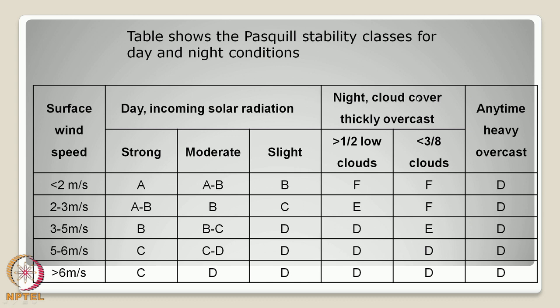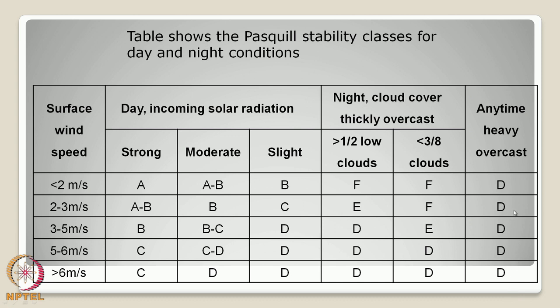You can also apply this for any time heavy overcast, and when you talk about the daytime one can say strong, moderate and slight radiation. Talk about night cloud cover, one can always say is it more than 50% of the clouds or lesser than 3/8 of the clouds present. Once you have these surface indications which can be physically noticed, which can also be measured using an anemometer as far as the wind speed is concerned, then one can easily categorize different stability classes varying from A to that of F as you see in this matrix as shown on the screen.